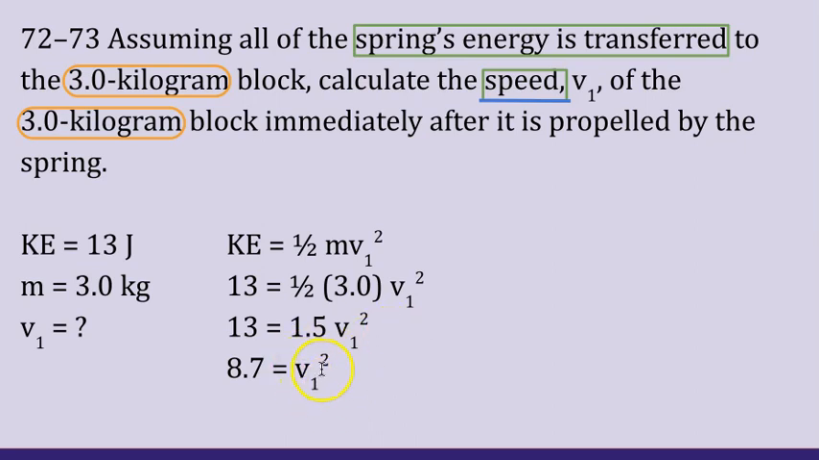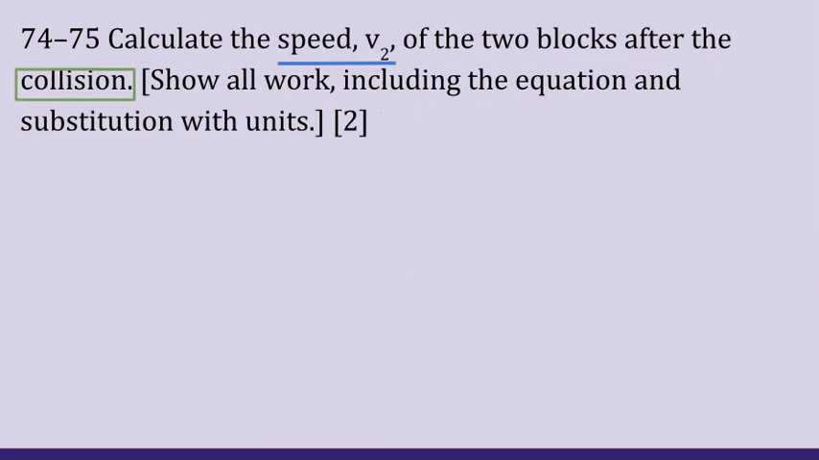And of course, I don't actually want v1 squared. I just want v1 by itself, which means I need to undo this squared. So if I take the square root of both sides of my equation, I get my answer. v1 is equal to 2.94 meters per second.